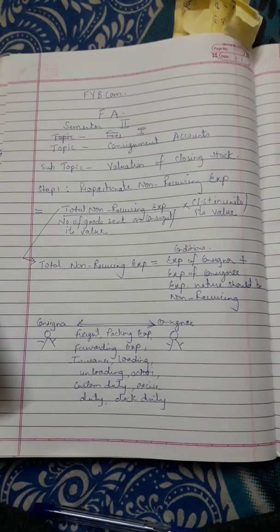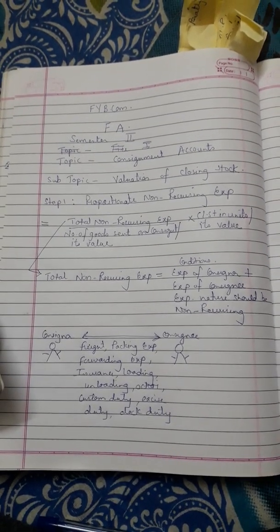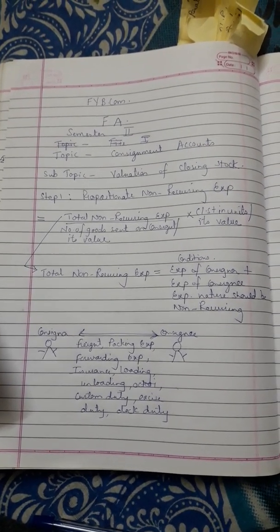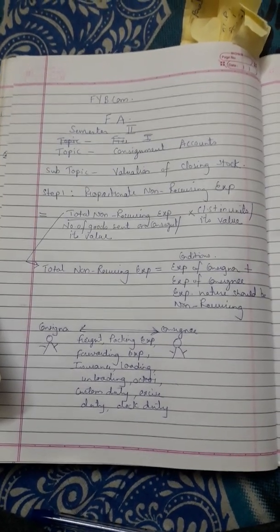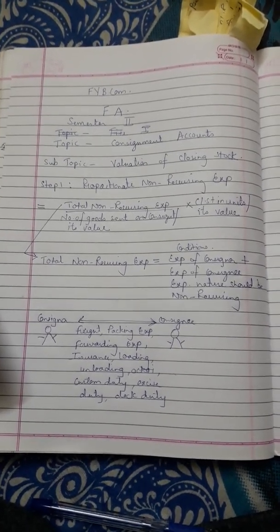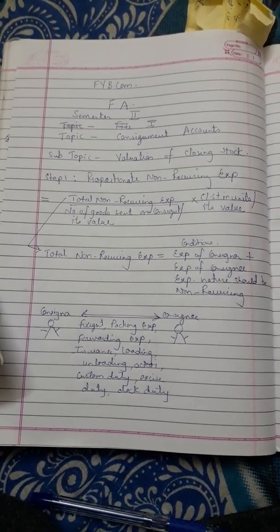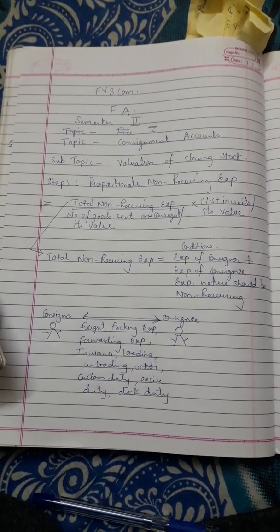First step, proportionate non-recurring expenses. The formula is total non-recurring expenses divided by number of goods sent on consignment or its value, multiplied by closing stock in units or closing stock's value. Now, how to calculate this total non-recurring expenses? You have to take all non-recurring expenses, whether incurred by consignor or consignee. That is nothing but the total non-recurring expenses.